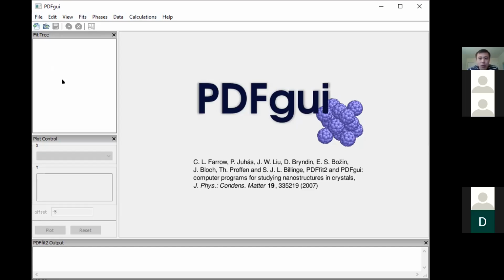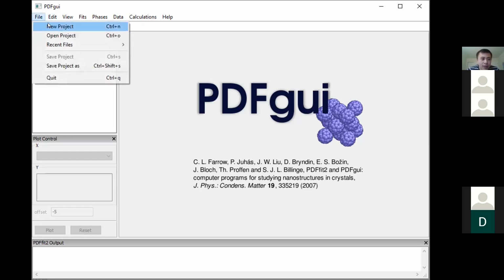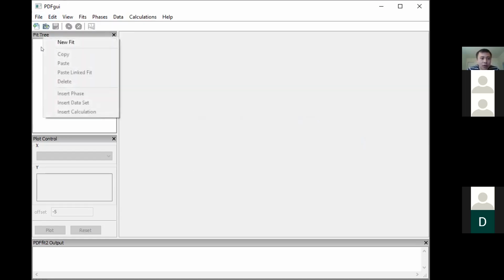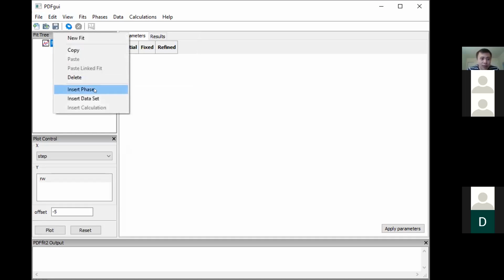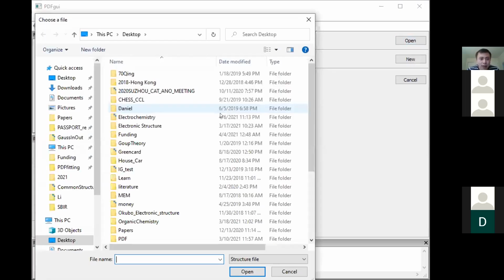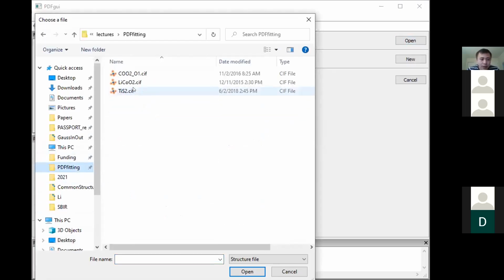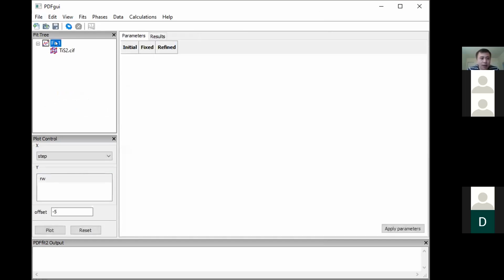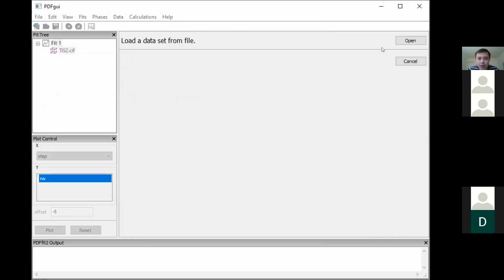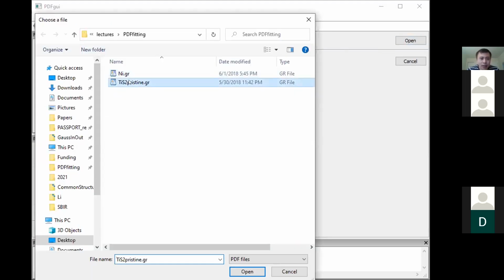So we can talk about the process of the data fitting. Let's first right click here, you do the new fit, and so now you're basically starting a new project. Then you can insert the phase. Say you can say titanium sulfide. Okay, it's imported, and then you integrate the data set. So this is titanium sulfide.